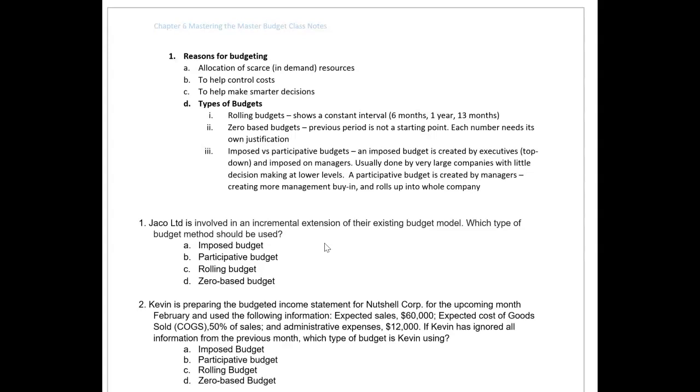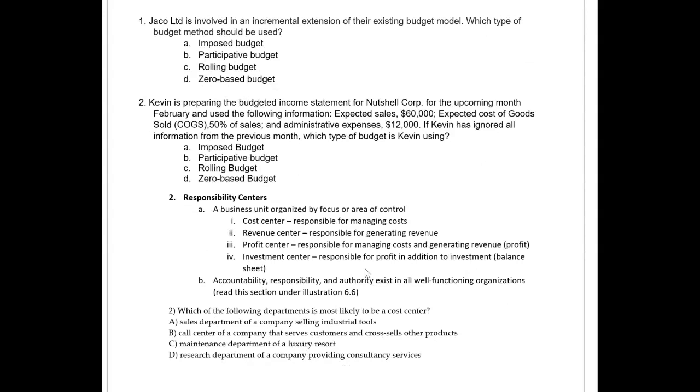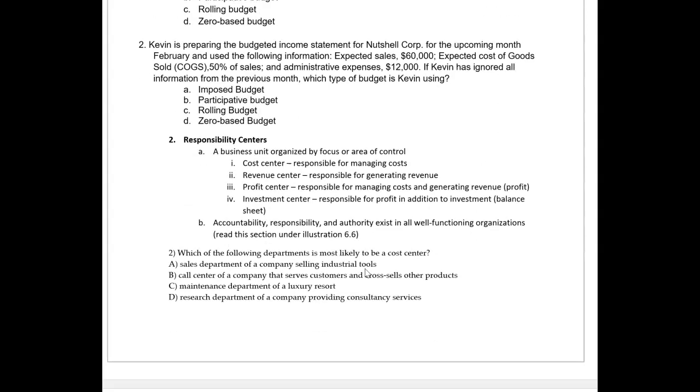Do you have your answer? Okay, so the previous months don't matter. This would be a zero-based budget. These are all in the Chapter 6 folder too. And one more piece here before we start budgeting. I think we got one more problem.